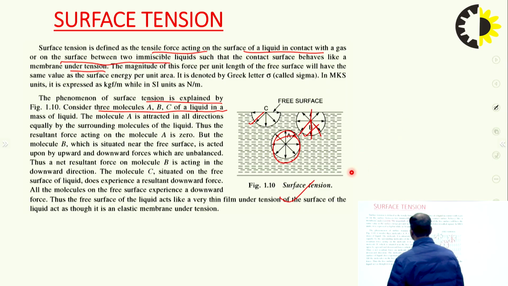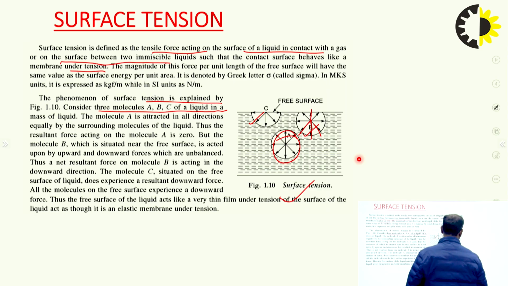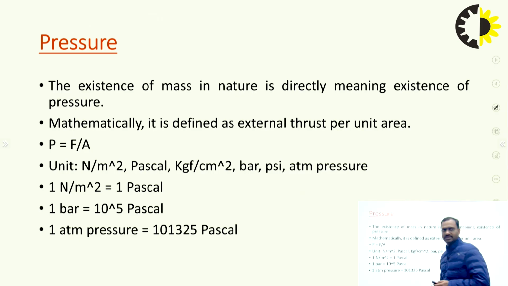Thus, the free surface of the liquid acts like a very thin film under tension. The surface of the liquid acts as though it is an elastic membrane under tension. This phenomenon is called surface tension.